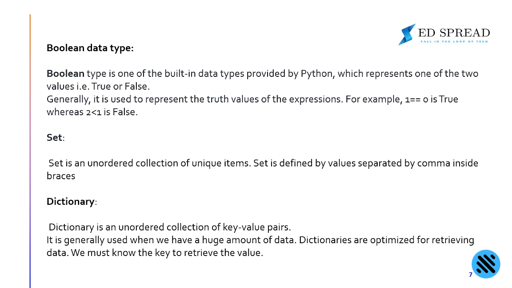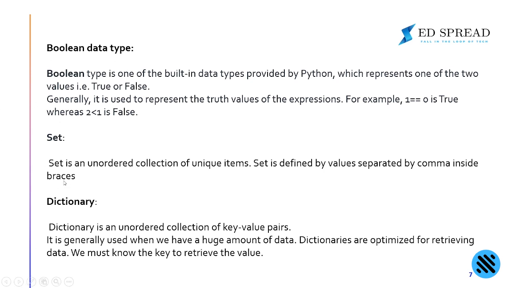Okay, so the next one is the Boolean data type. Boolean data type represents one of two values, either true or false. For example, if we take 1 double equal to 1, it is true, right? 1 is equal to 1, so it will print true. And for example, if we run 2 is less than 1, is it right? No, it is not right, so it will give false. Boolean is nothing but it will give either true or false.